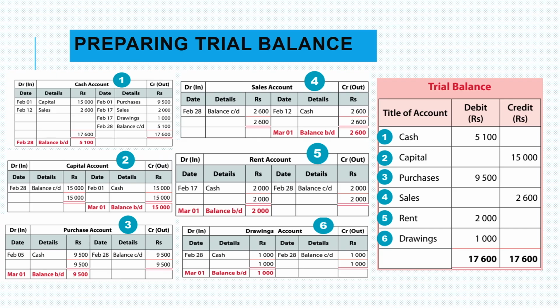When we add all the figures in the debit column, it makes 17,600, and likewise, when we add all the figures in the credit column, it makes 17,600. This shows that the total of the debit column agrees with the total of the credit column.